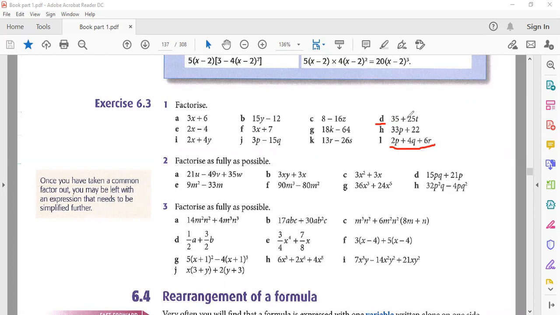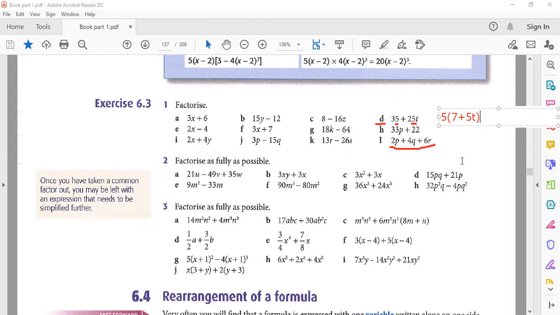Which number is common in 25 and 35? Obviously, last digit is 5 and 5, so I'm using the 5 table. I just put 5 outside. 5 how many times equals 35? 7 times. Once they say factorize, factorize means you must have a bracket. So I put a bracket, 7 times 5 is 35, plus 5 how many times equals 25? 5 times, and then t, and then it's closed.